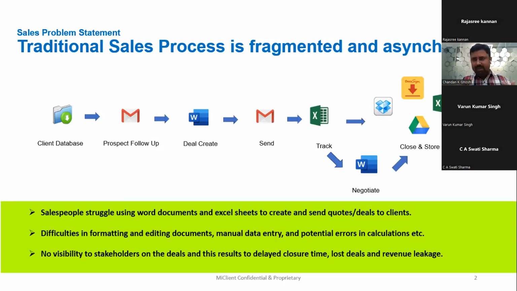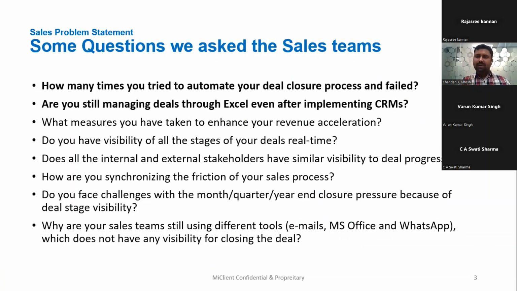We keep getting questions from our sales leaders, from our customers. What is the status of the deal? Where is the pipeline right now? And it is all manually updated by us and never real time. So these are some of the problem statements that we identified when we tried to see what the sales process is.